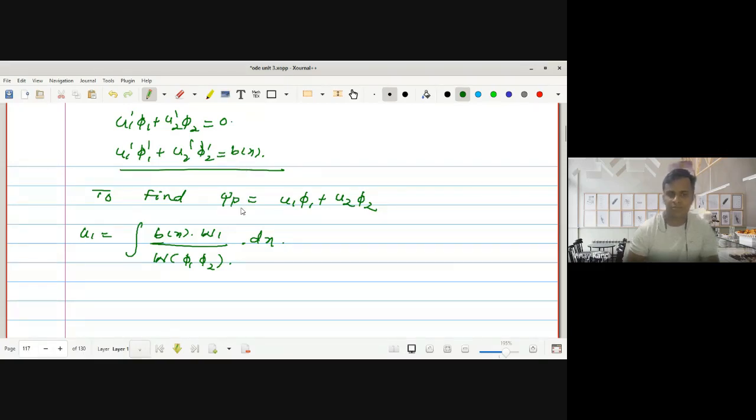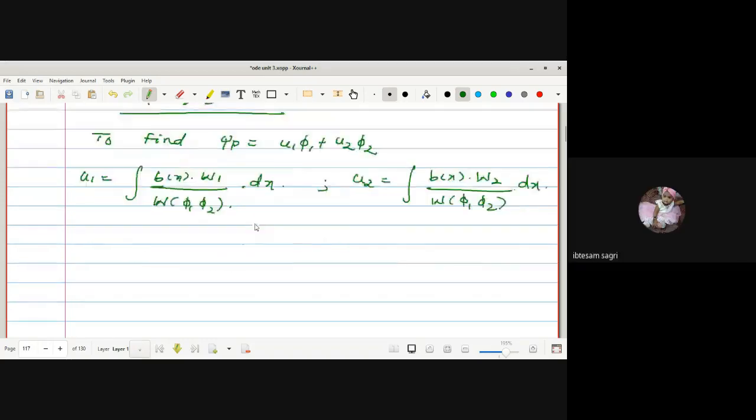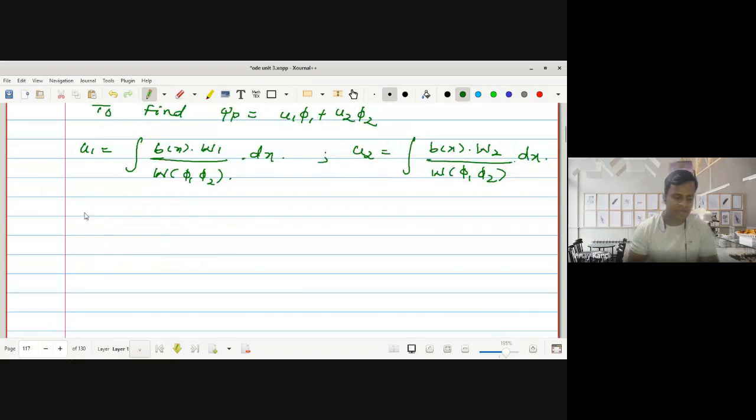And here u2 is equal to integration of b of x into w2 upon rho square of phi1 and phi2 into dx. Okay, do you remember? Yes, sir. Remember this. Now first find the value of rho square of phi1 and phi2.